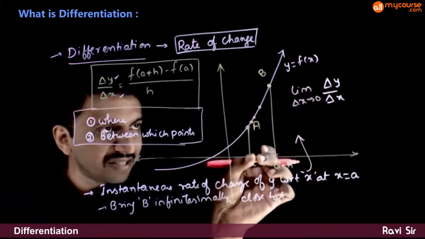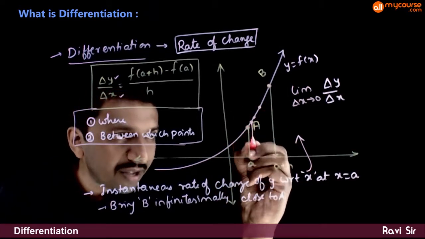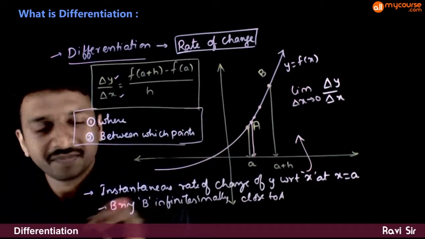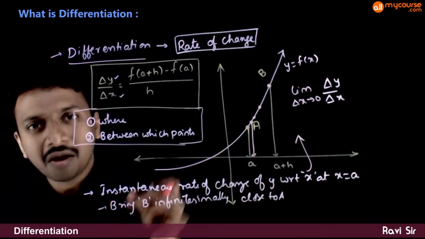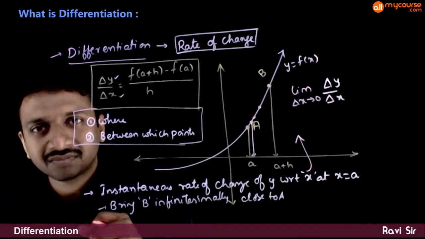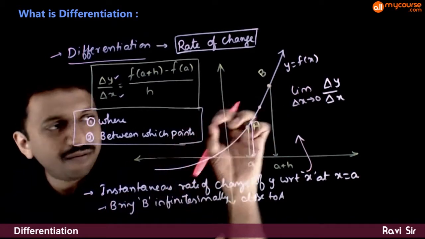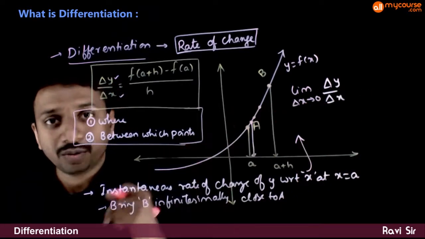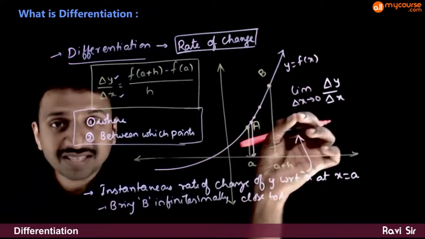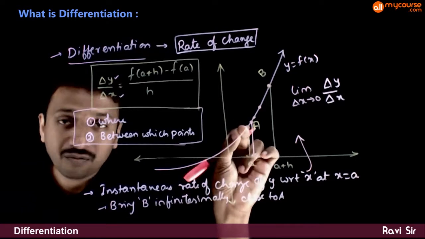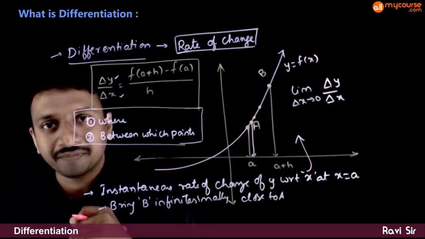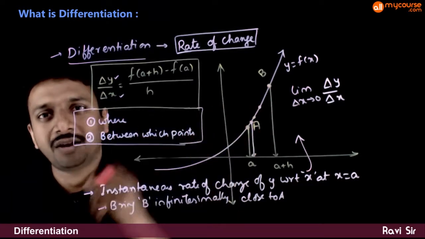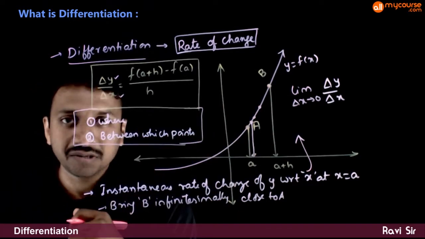That is, the difference between the x coordinates of A and B is made to be very small. The delta x is made to be very small. Automatically, if the function is good, the value of delta y also becomes very small. Now the ratio of those two will give you the instantaneous rate of change of y with respect to x at x is equal to A, because we don't have 2 points. Both the points are very close, infinitesimally close.